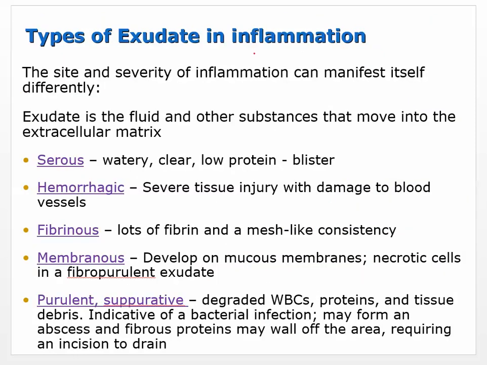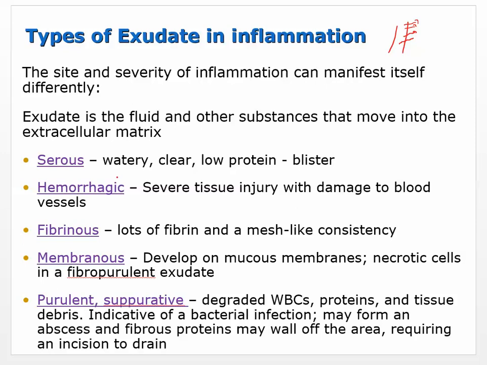All right, types of exudate and inflammation, site and severity. Exudate, remember, exude, the word exude. So here's a blood vessel and things start to move out of the circulation. That's exuding, so we call that exudate. There are lots of different types of exudate that can be made in inflammation. Site and severity can manifest itself differently. So exudate is the fluid and other substances that move into the extracellular matrix. It exudes from circulation and out into, I keep saying that word because people struggle with it sometimes, the extracellular matrix.